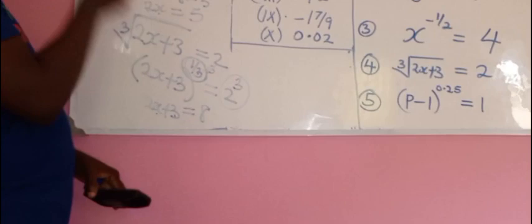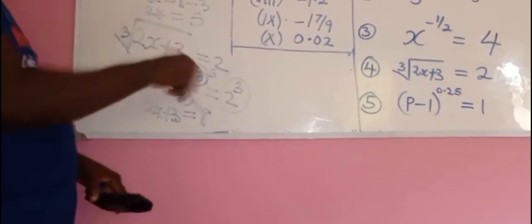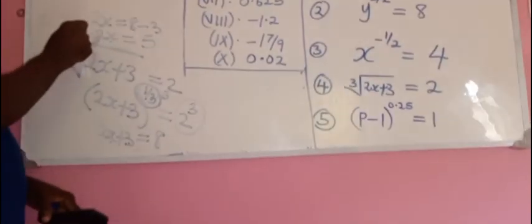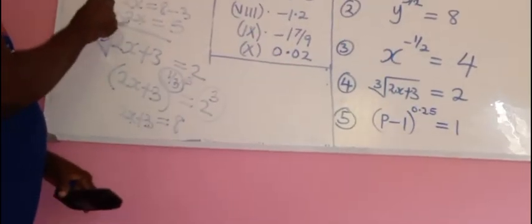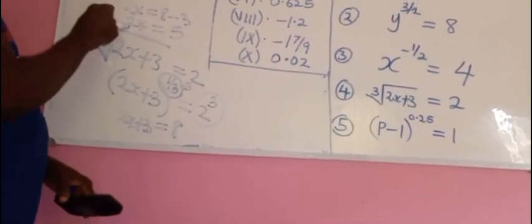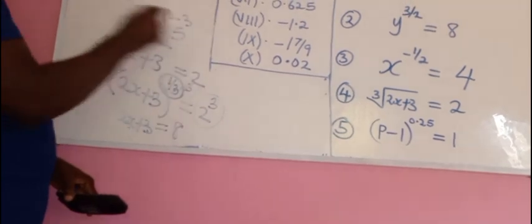You are looking for x. You now divide both sides by 2. Or again, here, you can also use the multiplicative inverse to remove this 2. What is the multiplicative inverse of 2? 1 over 2. Multiply 1 over 2 by both sides. You get it done, okay?